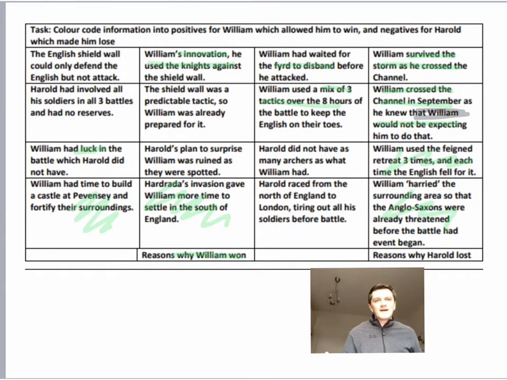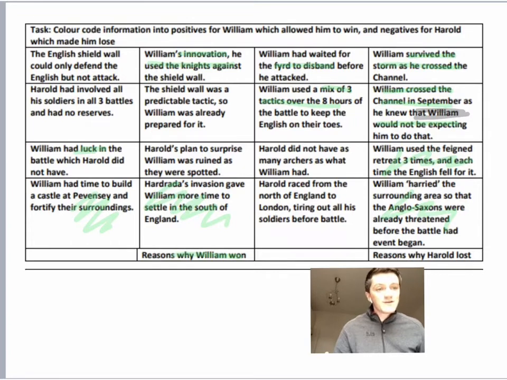I've had a quick go at colour coding these for you, and the problem is it's down to interpretation a lot of the time. William's reason for victory is very similar to the reason for Harold's defeat, but there are some key things we need to pull through. William's innovation: he used the knights against the shield wall. So using his horse-mounted troops was an advantage.